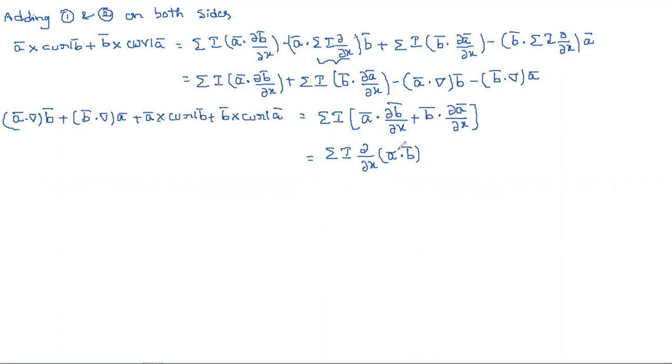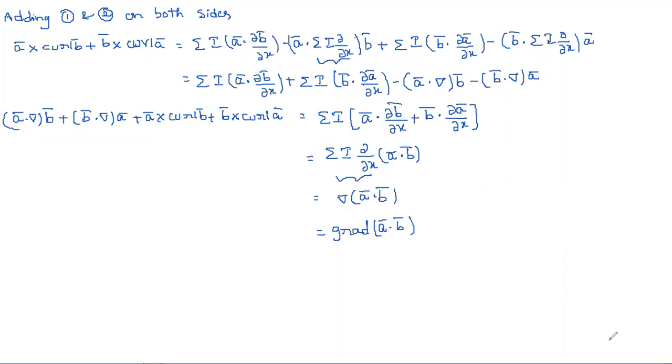See, u v dash plus v u dash. So this is equal to, in place of this, what can we write? Summation i dou by dou x is nothing but simply del, right? Del a bar dot b bar. This is in symbolic notation. In word notation, this is nothing but grad a bar dot b bar.